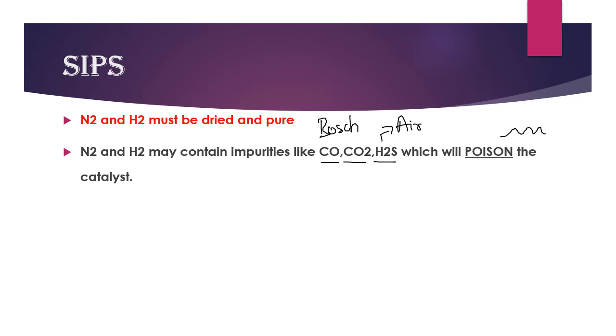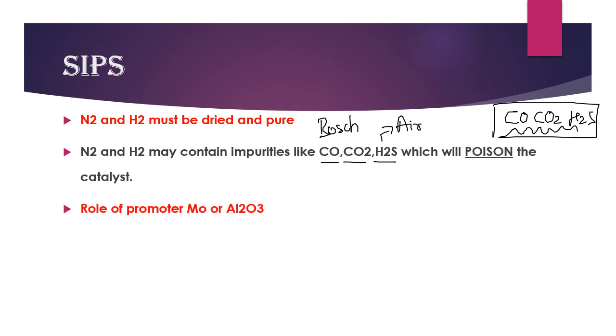The catalyst is there, and these impurities will come and sit on the surface of the catalyst. So it will block the activity of the catalyst. You call this poisoning the catalyst, which means the reaction will stop. So therefore, it is very, very important to remove these impurities.